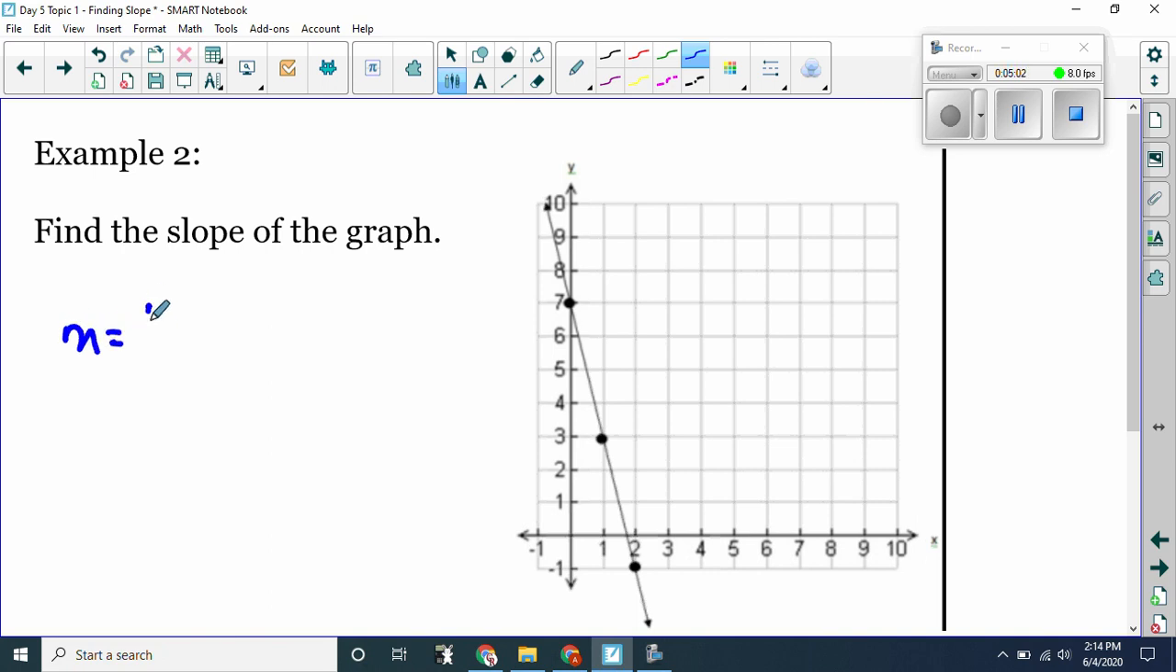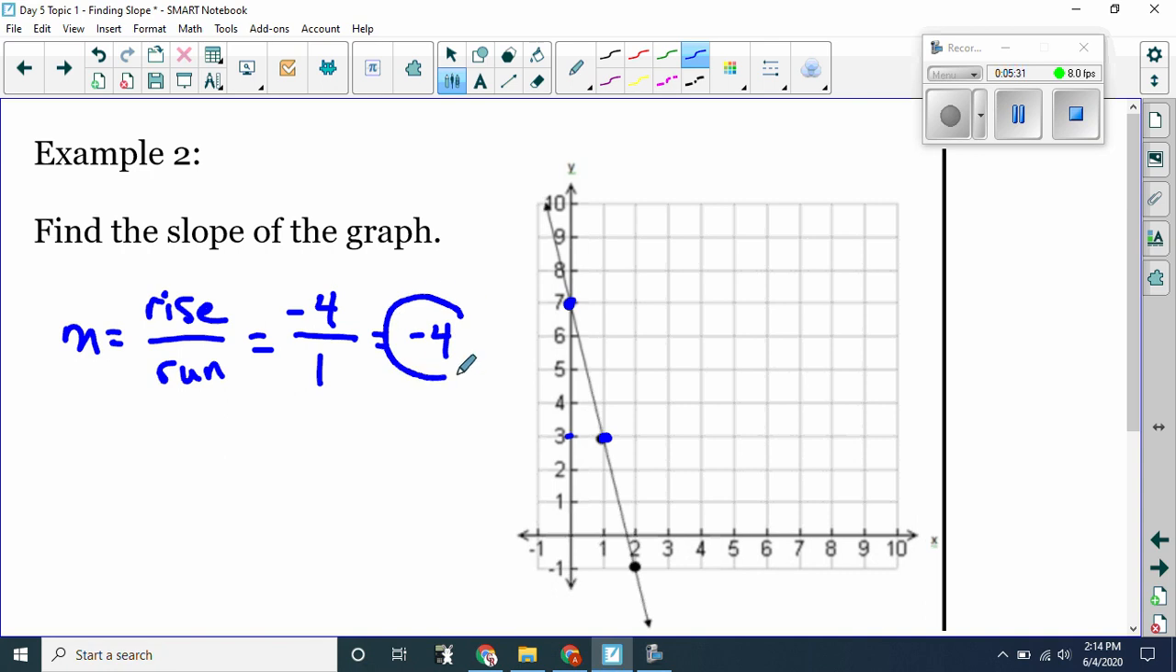So slope is rise over run. I'm going to start at the leftmost point, which is this one, and then I'm going to go to this point right here. So my rise, I am going down, so my rise is negative 1, 2, 3, 4. So negative 4, and my run is over 1. And I went to the right one, so it is positive. Negative 4 divided by 1 is just negative 4. I have a slope of negative 4.